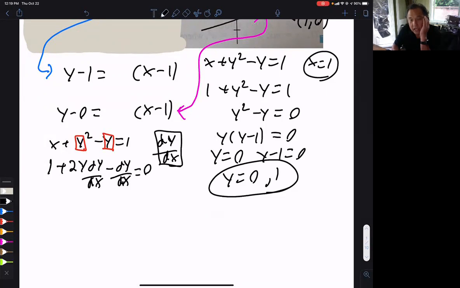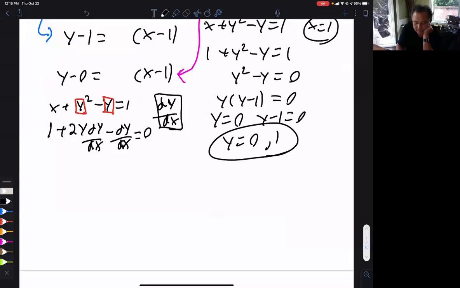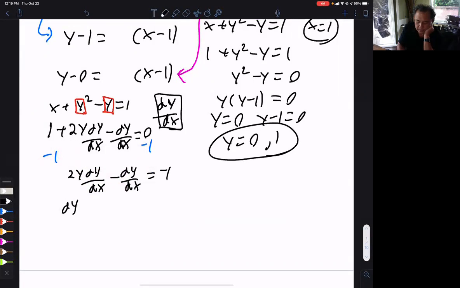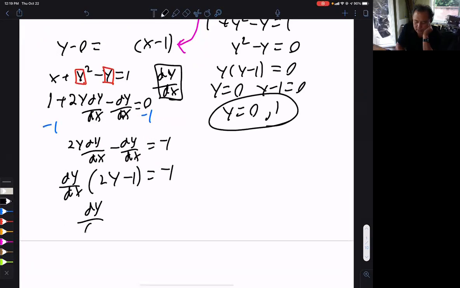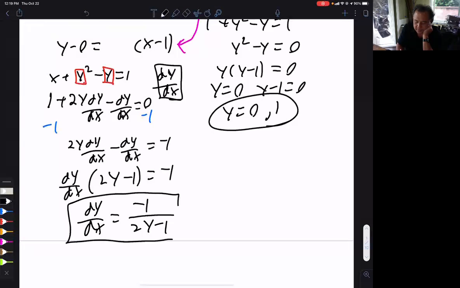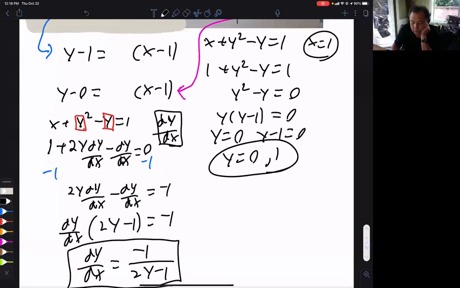We're going to do what we did on the last problem. We want to isolate dy dx. So I'm going to subtract 1 from both sides, and that gets me 2y dy dx minus dy dx equals -1. I'm going to factor out the dy dx because both terms have it. If I take that out, I'm left with 2y minus 1. I'm almost done. I divide both sides by 2y minus 1. I get -1 over 2y minus 1. There is my derivative.